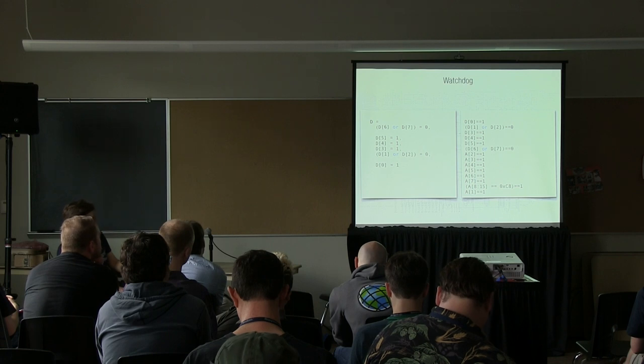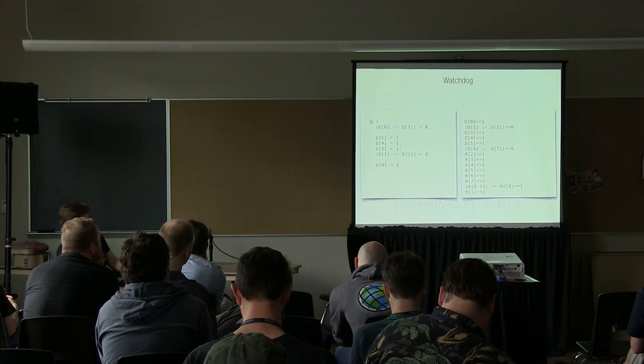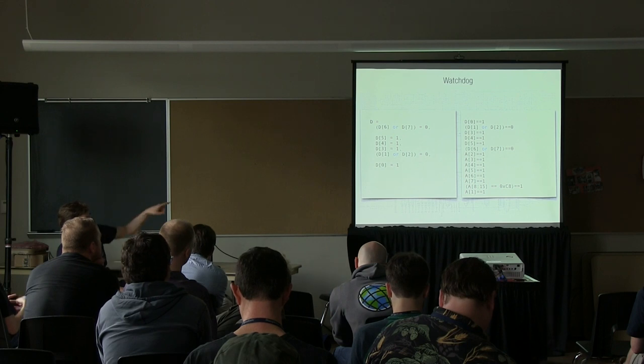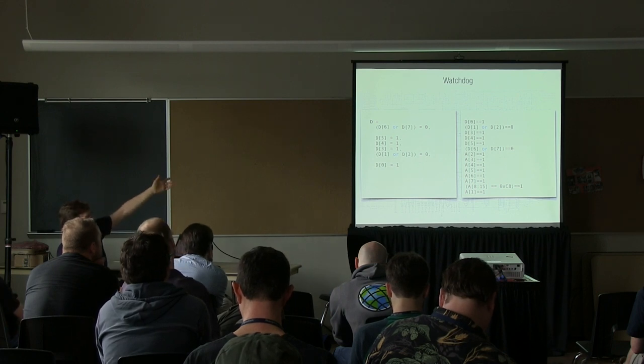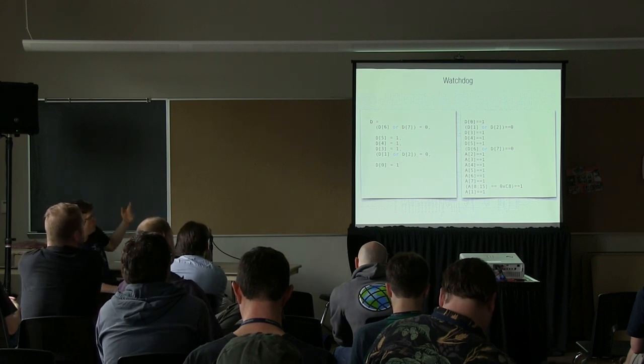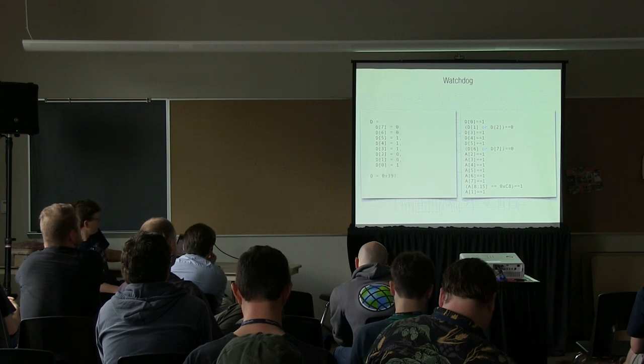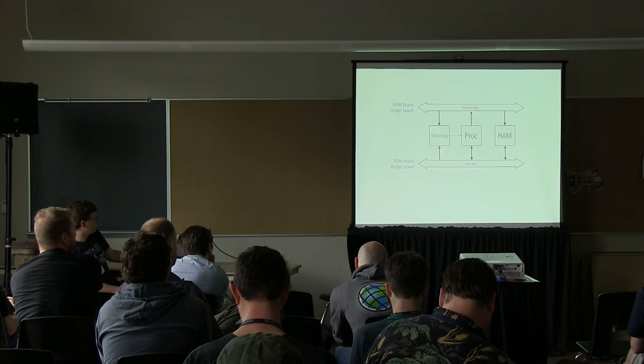As for the data, we can do the same thing. For D6 OR D7 to be 0, that means both D6 and D7 must be 0. If either D6 or D7 are 1, then the OR would evaluate to 1, and that equation wouldn't be true. So we can conclude that the watchdog reset data value is 39 hex.